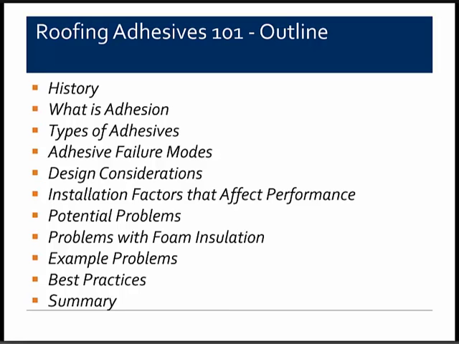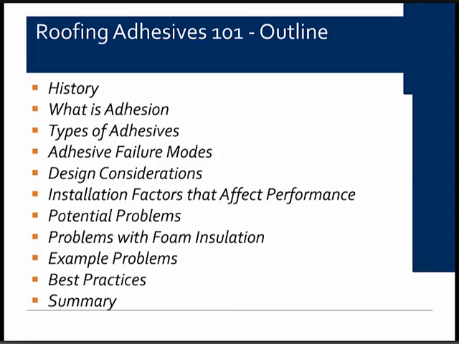We're going to talk a little bit about the history of glues and adhesives in the U.S. roofing market, what types of adhesives are out there, and some design considerations to be aware of when we're designing our waterproofing system with adhesives. We'll talk about different factors that affect our performance, and discuss potential problems, both from what we've seen in the field and other cases. Jesse's going to go through some best practices towards the end of the presentation.